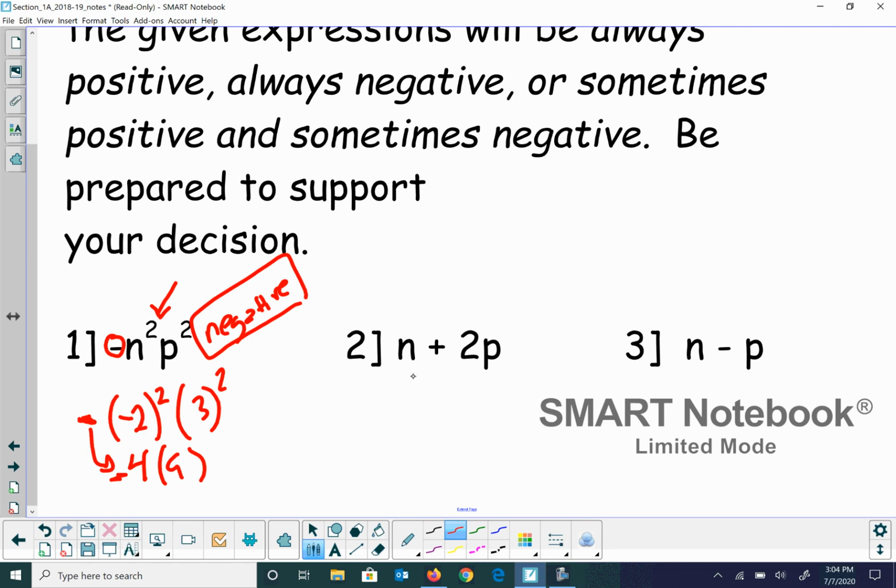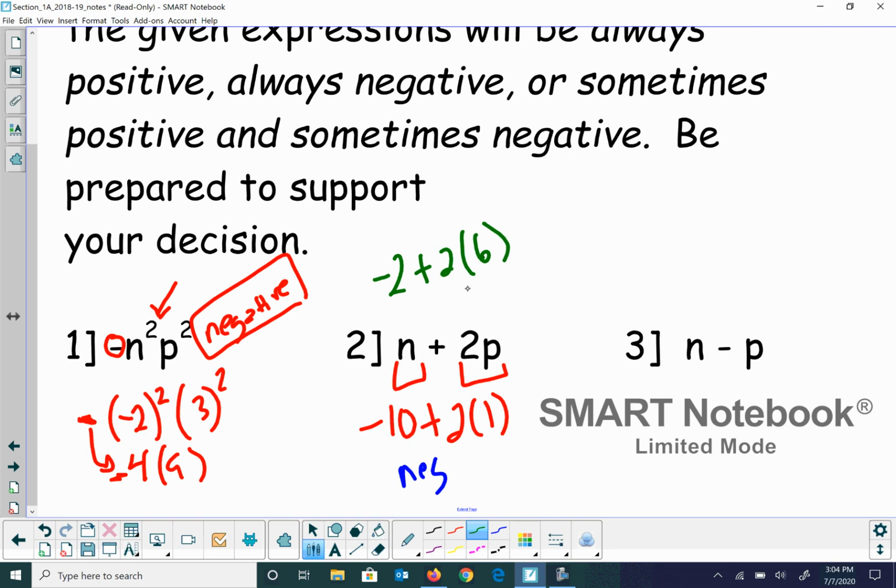So the next one, let's see. I take a negative number and I add it to twice a positive number. Well, if I took, say, -10, and then I made a positive number of 1, well, that's going to give me a negative answer. So this answer would be negative. But what if I were to take another number, say -2 plus 2 times 6? Well, that's going to give me a positive number. So this is sometimes negative, sometimes positive. So this one could be a positive or a negative answer. So sometimes each.